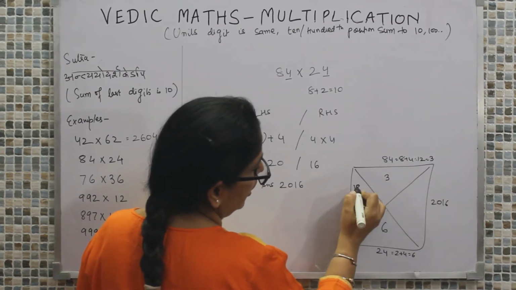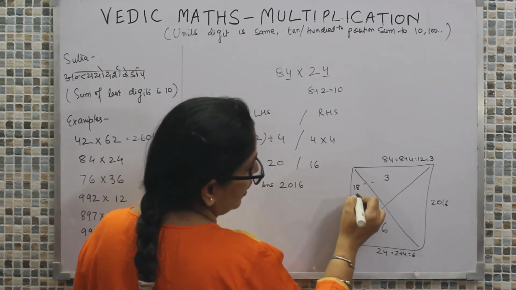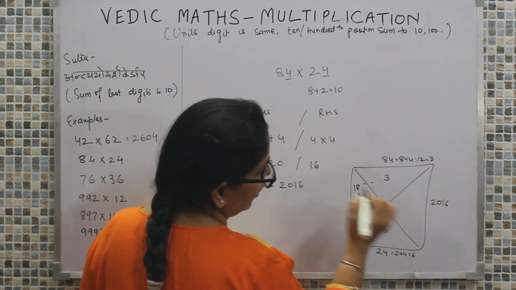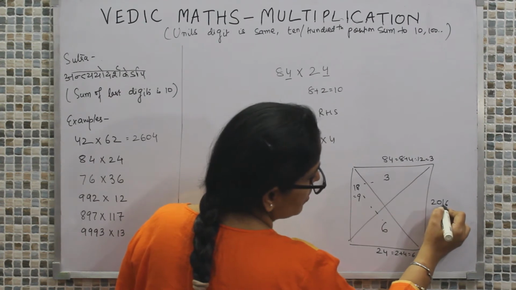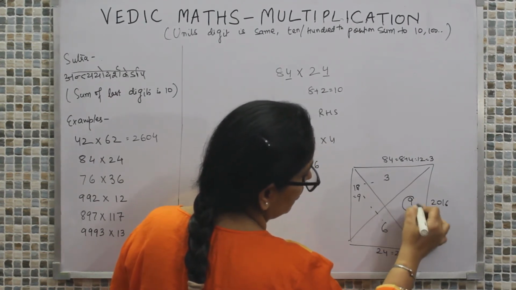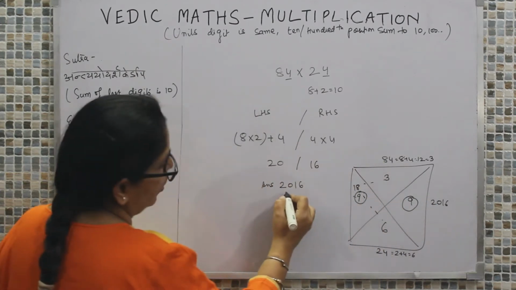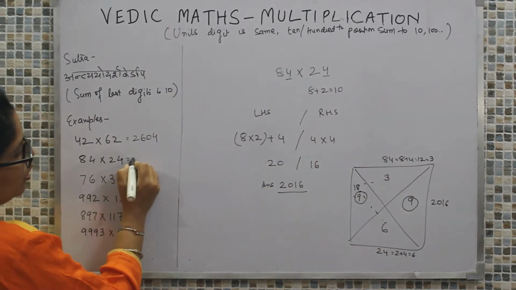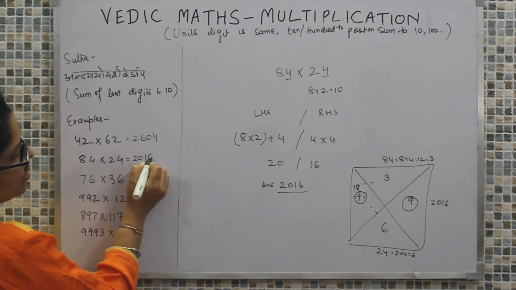6 3s are 18. And 8 plus 1 is 9. 6 plus 1 is 7. 7 plus 0 is 7. 7 plus 2 is 9. So our answer is 2016.